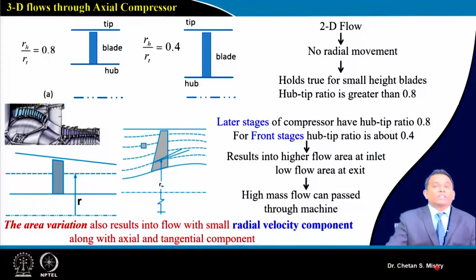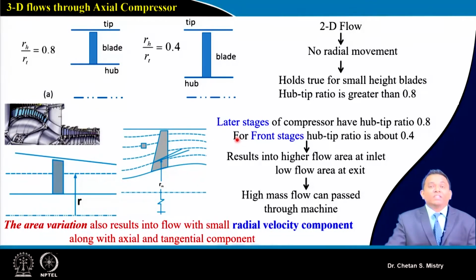This is what we were discussing in our week 3. Let's introduce the parameter. We were discussing the hub to tip ratio. We have realized hub to tip ratio of 0.8, and hub to tip ratio of say 0.4. In the later stages of a multi-stage axial flow compressor, we will have this hub to tip ratio in the range of 0.4, and on the front side we will have hub to tip ratio in the range of 0.8.